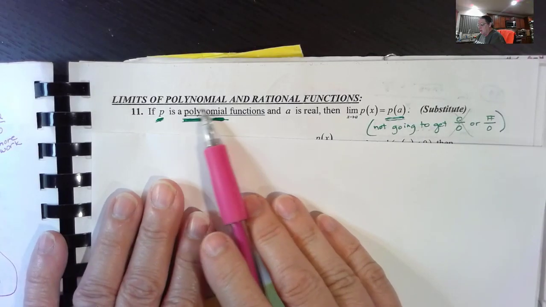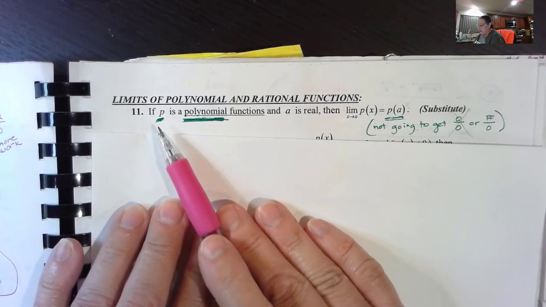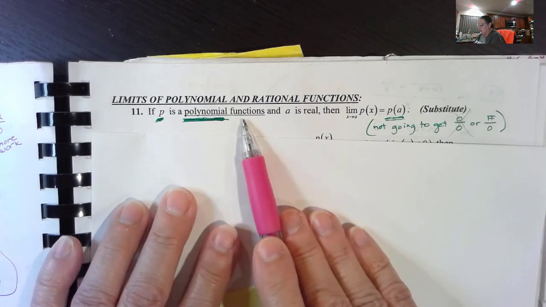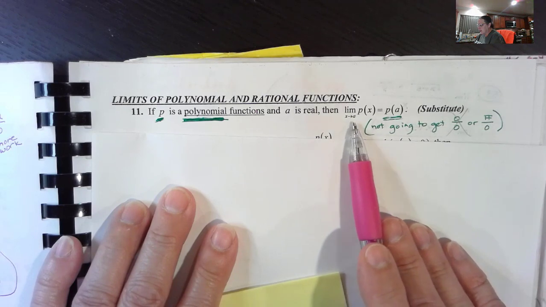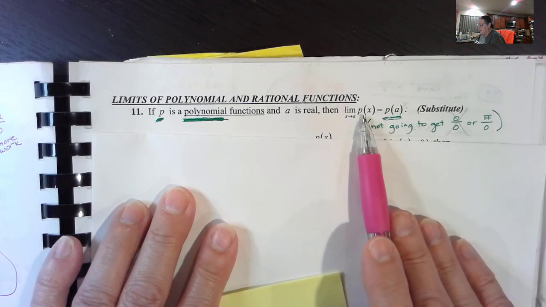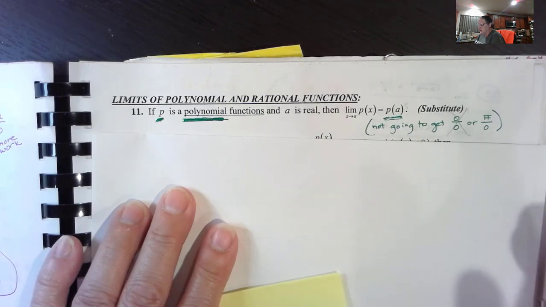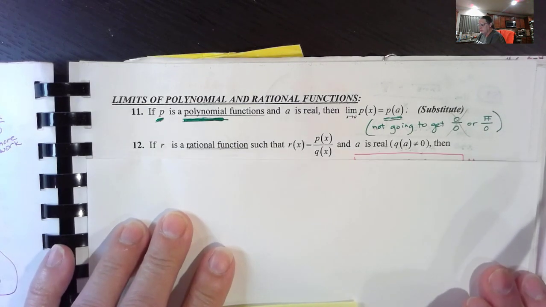Limits of polynomial and rational functions. If p is a polynomial function, and a is real, then the limit as x goes to a of my polynomial function is p of a. In other words, we can just direct substitute in.